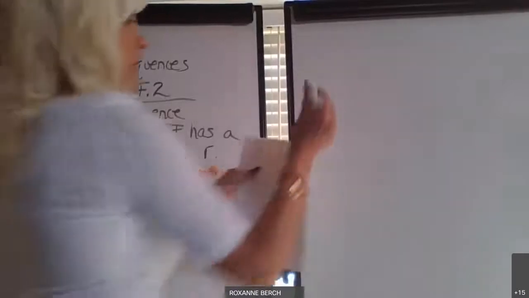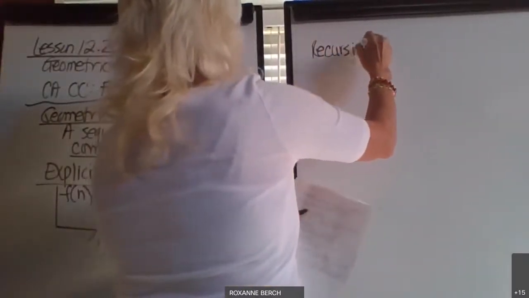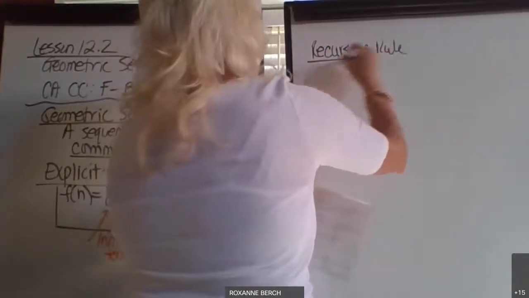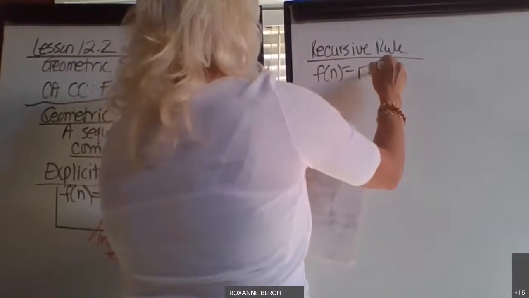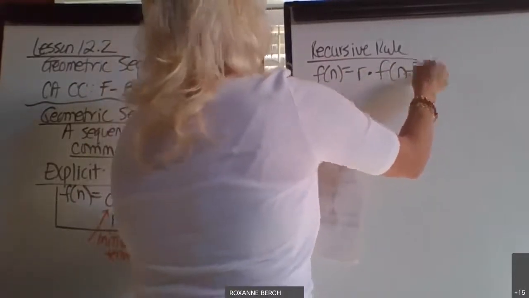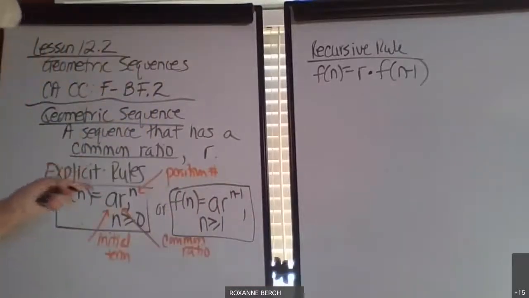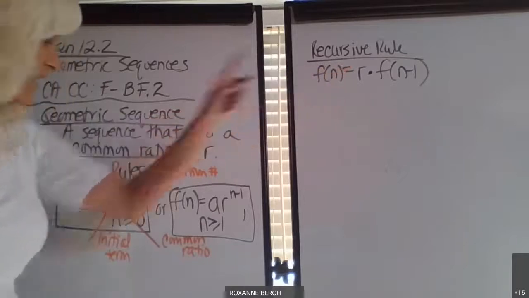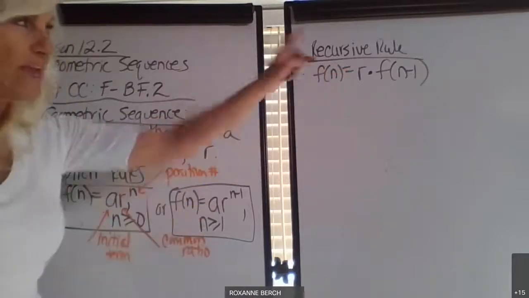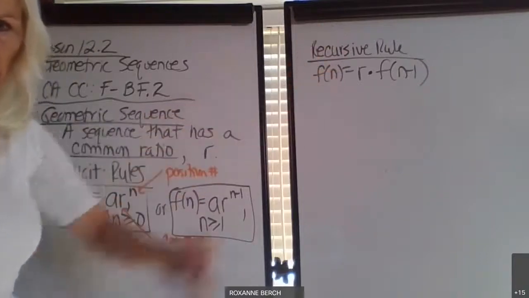So you have one recursive rule, and it looks like f of n is equal to r times f of n minus 1. And they don't show a domain because if it's this explicit rule, the domain over there is n greater than or equal to 1. If it's this one, it's going to be n greater than or equal to 2 over there. So they just don't put it, assuming that you know what you're doing.